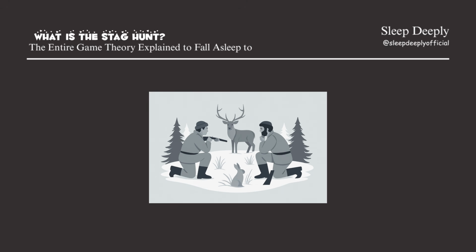Now contrast that with the chicken game. Imagine two drivers speeding toward each other on a narrow road. If one swerves and the other doesn't, the one who swerved is branded a chicken. They lose pride but avoid disaster. If neither swerves, both crash. If both swerve, the crash is avoided, but without the glory of standing firm. The game isn't about cooperation, it's about who blinks first.